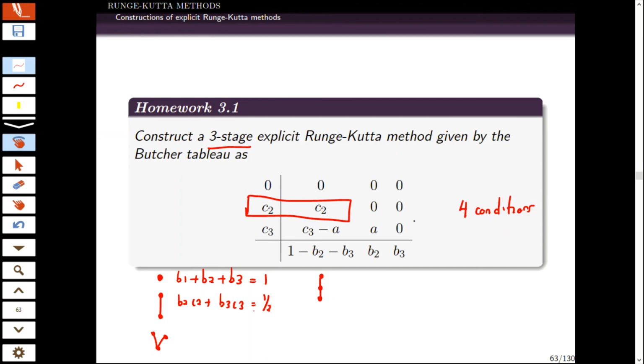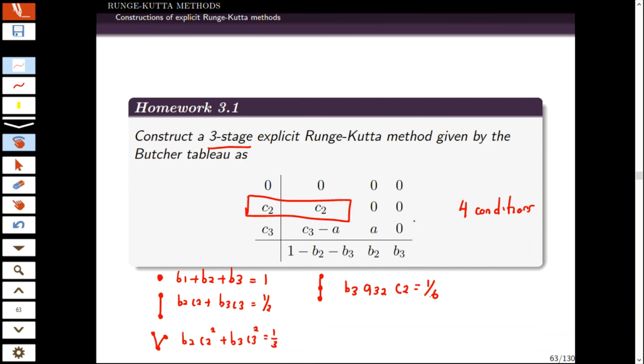Okay, and then for this condition we have B2 C2 squared plus B3 C3 squared equals a third. And then lastly we have B3 A32 C2 equals 1/6. Okay, so we can start by putting some values to find out what B1, B2, B3 are.